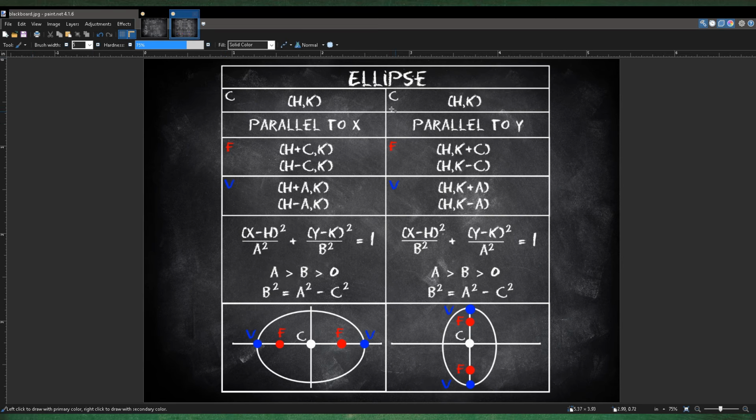So go back if you want to get this picture, you have it. Well, that covers everything for the ellipses.